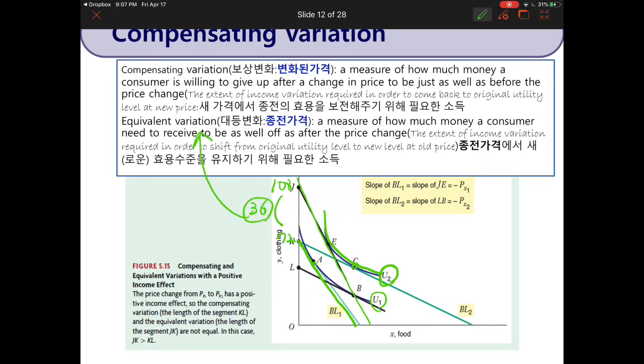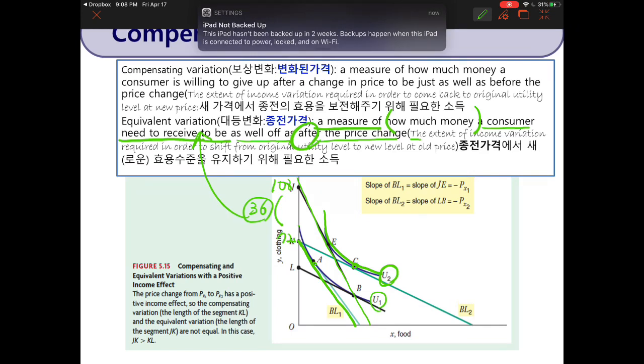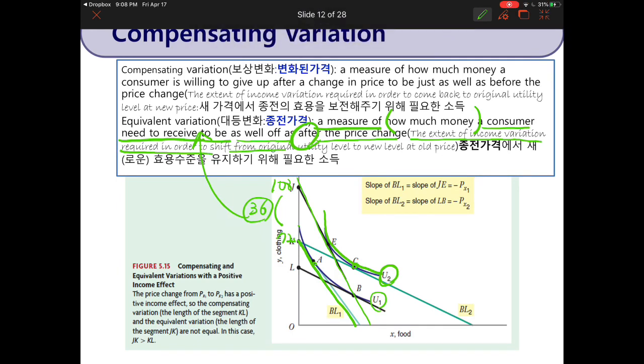Let me read once again. A measure of how much money a consumer needs to receive to be as well off as after the price change. After the price change, he achieved this one, but at the original price, I'm sorry. The extent of income variation required in order to shift from the original utility level to a new level at the old price, right?